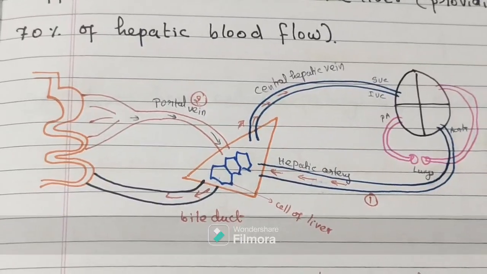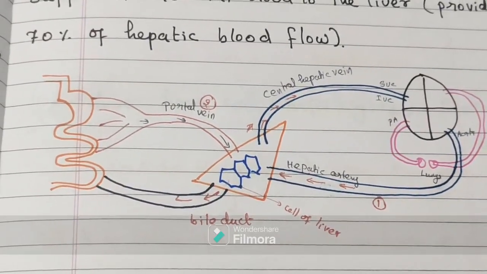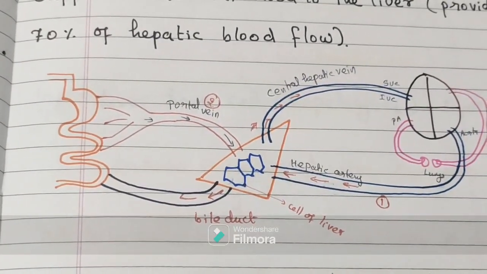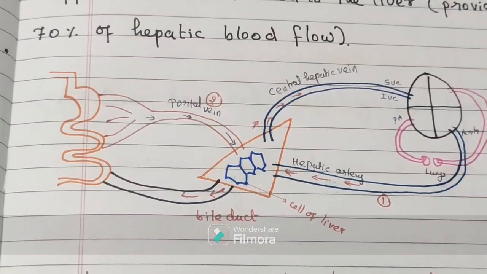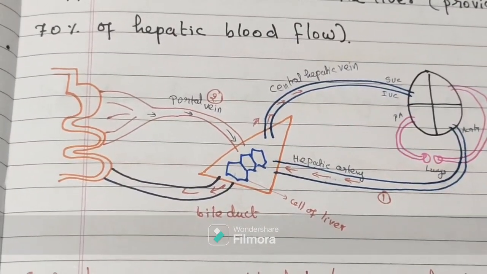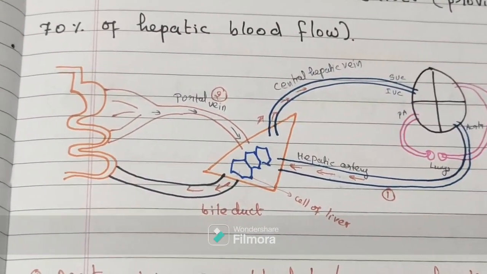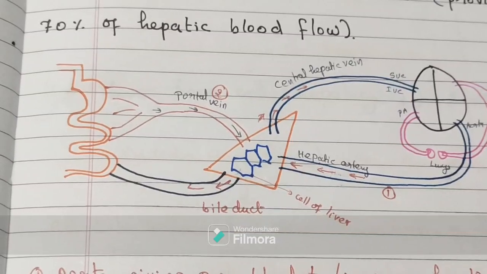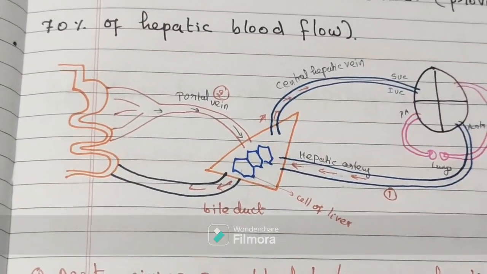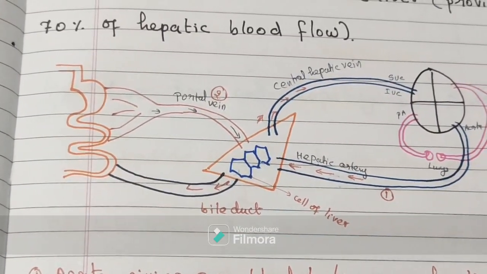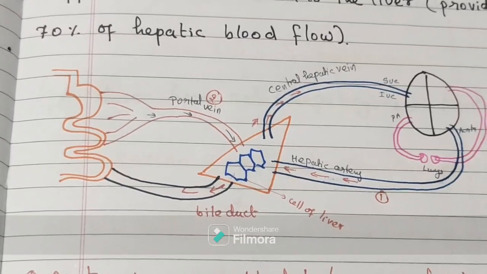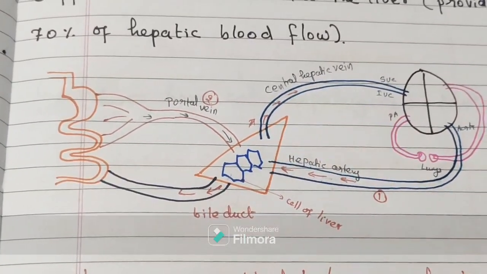The hepatic vein leaves the liver and drains into the inferior vena cava, to the right side of the heart, and it goes to the lungs for purification.